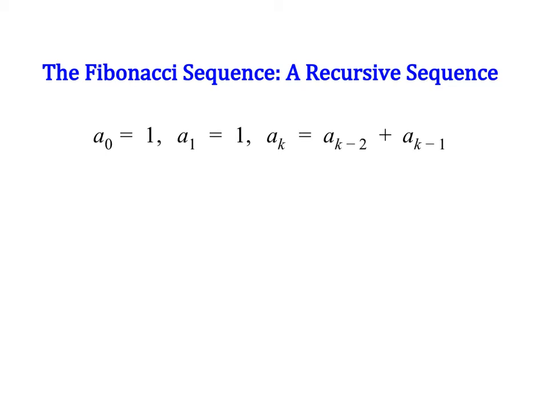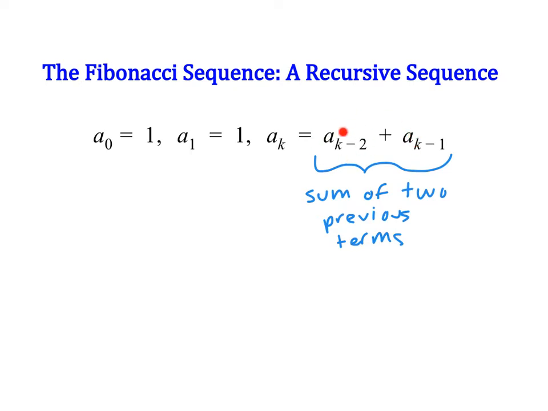I did just want to talk about a really famous recursive sequence, which you've probably heard of before. It's called the Fibonacci sequence. So here's the formula for it. And notice it says a sub k minus 2 plus a sub k minus 1. So the Fibonacci sequence is essentially the sum of the 2 previous terms. So here we're not only writing it in reference to the term before, but also 2 terms before.